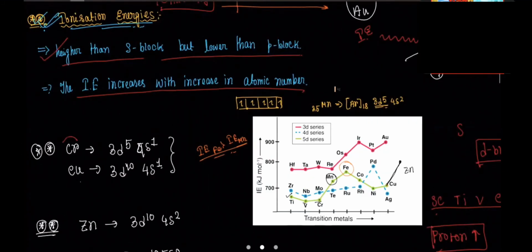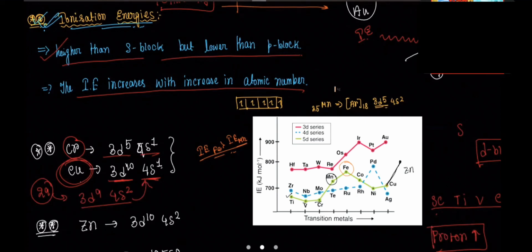Okay, for chromium, it is 3d5 4s1. That's why it happens. This is an anomalous electronic configuration. Copper as well, anomalous electronic configuration. In the last video we talked about this. So copper is 29, should be 3d9 4s2. But because of the d block elements' fulfilled stability, it becomes 3d10 4s1.